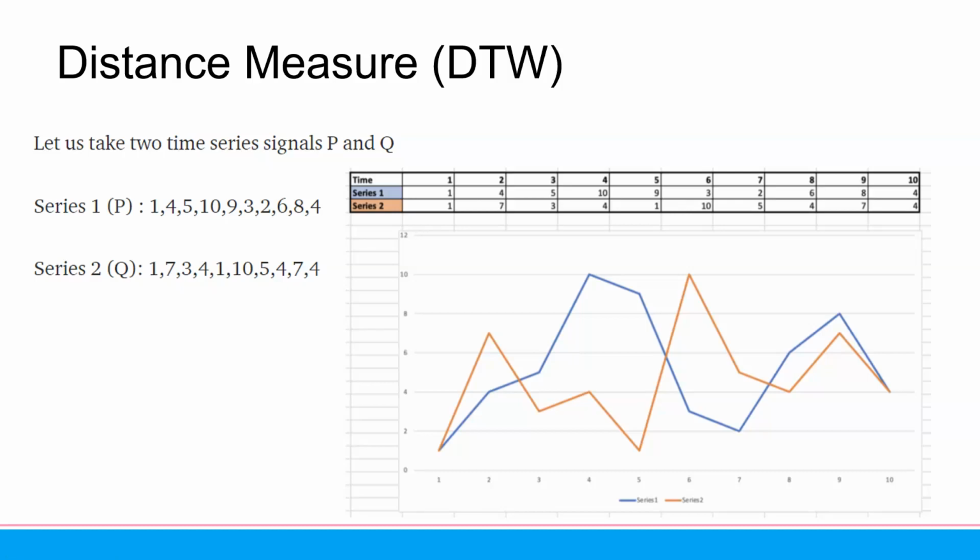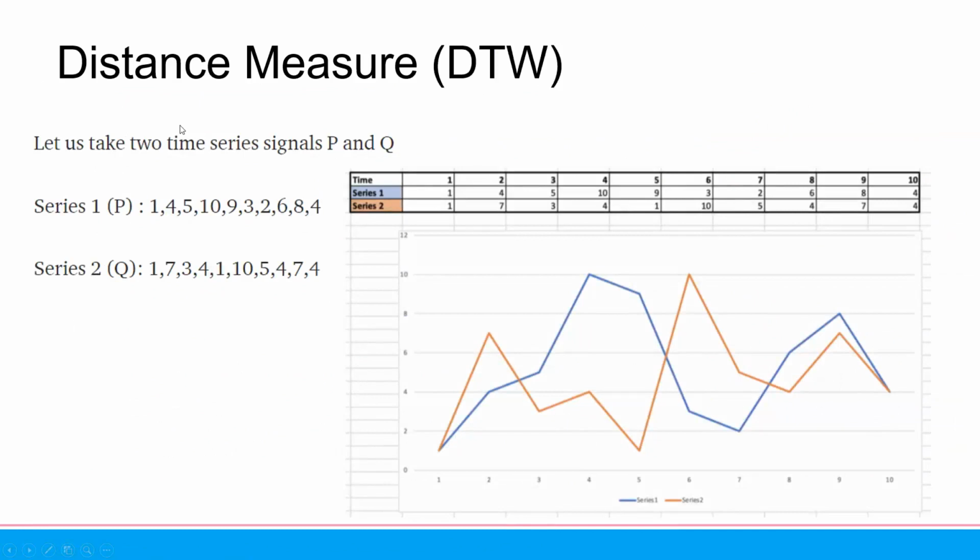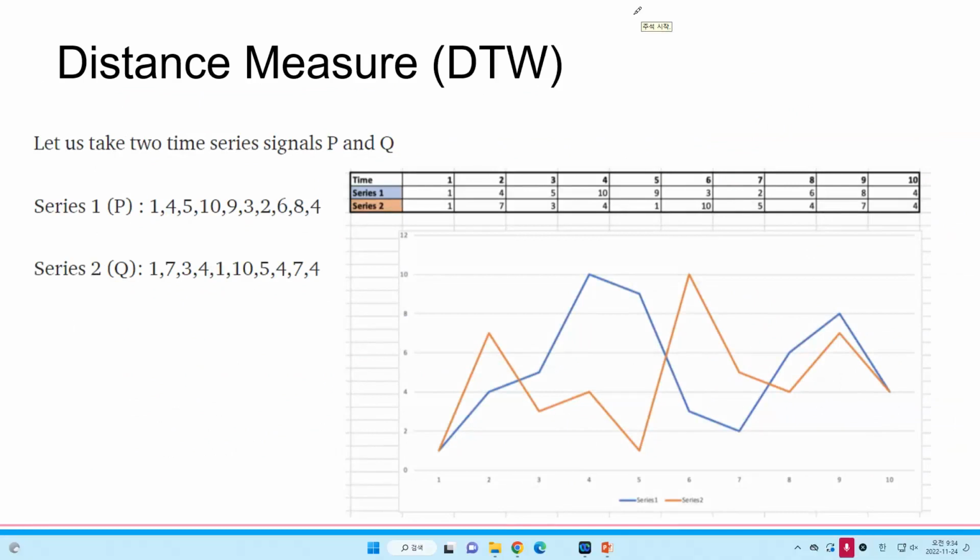Okay, let me explain again about this example. So we are studying the distance measure. We call it the DTW, which is dynamic time warping. And this is for signals. Signals can be anything: maybe the stock price, or the demand, or anything which is a numerical value.